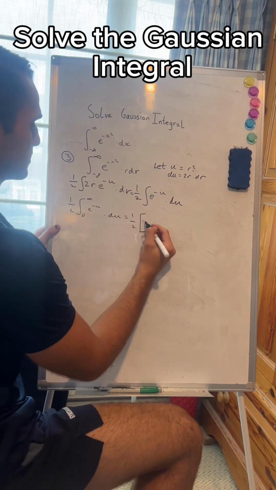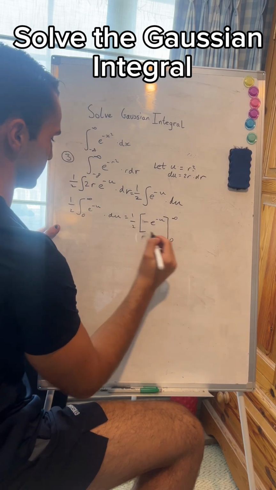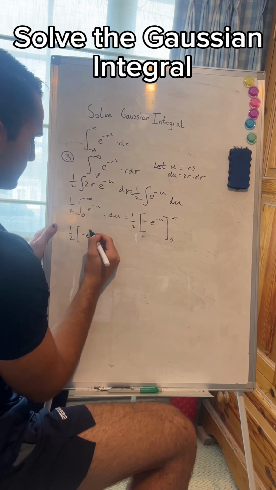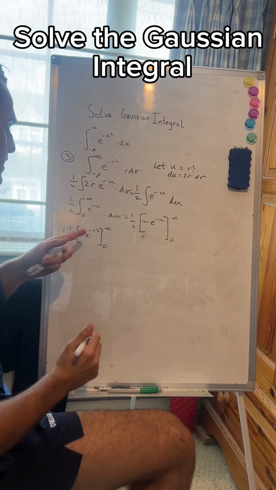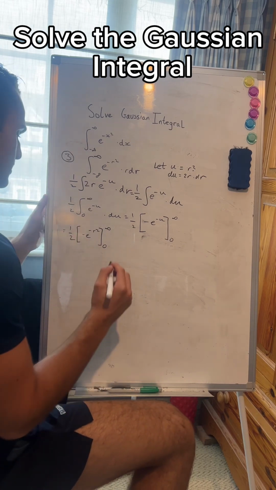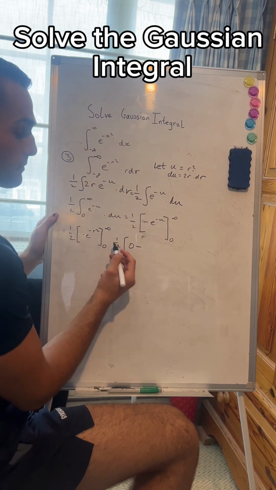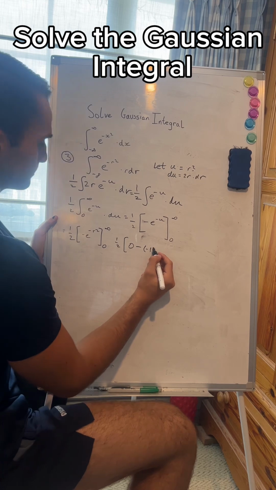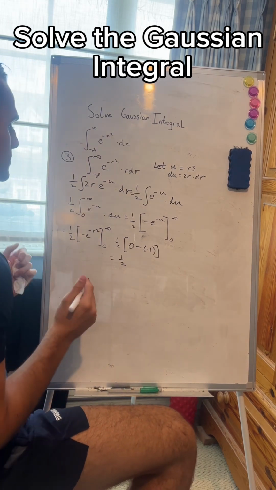This integral is minus e to the minus u between infinity and 0, which equals 1/2 of minus e to the minus r squared between infinity and 0. So e to the power of minus infinity just converges to 0. So this is 1/2 of 0 minus e to the power of 0, which is 1. But it's minus times by minus 1, which gives us 1/2. So the inner integral is 1/2.